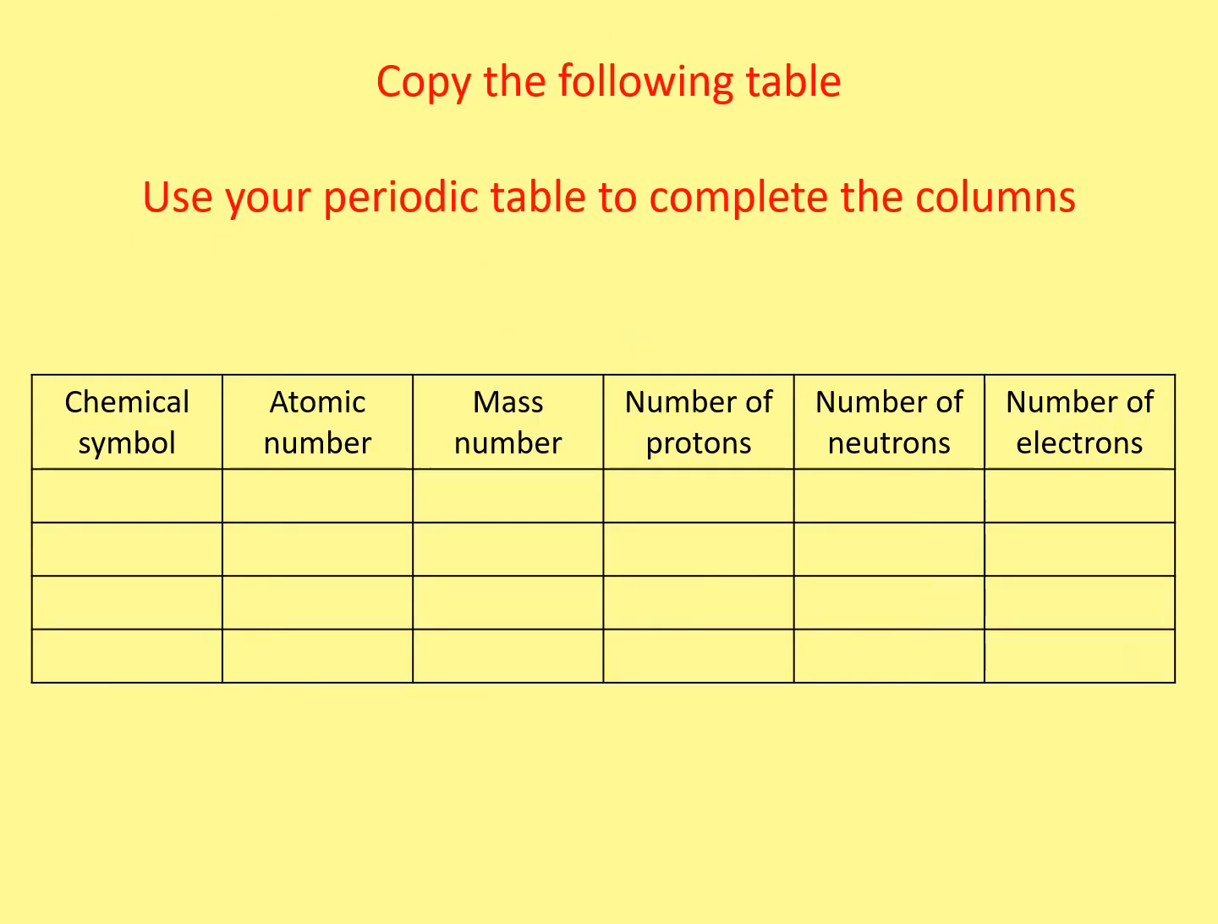On the screen now is a table. What you can do is copy the table and have a look at your periodic tables. Choose any element from the first 20, and then you can write down the atomic and mass number from the periodic table. And then you can calculate the number of protons, neutrons, and electrons from it. If you pause the video now, I'll next give you a clue for the first few. That will help you, and then I'll give you the answers for the first 20.